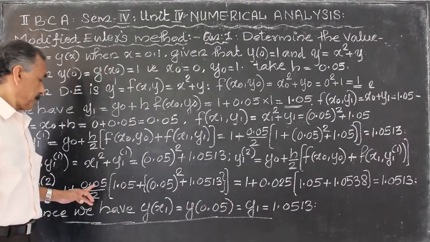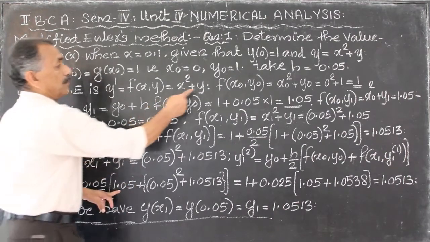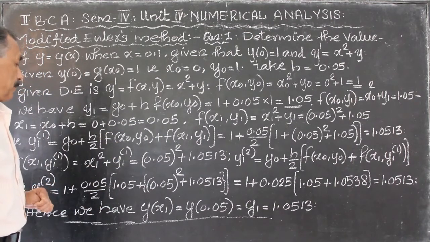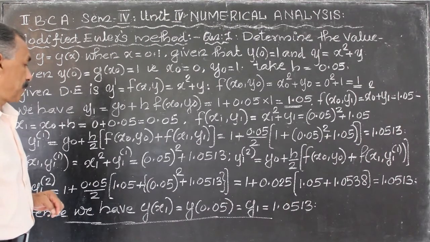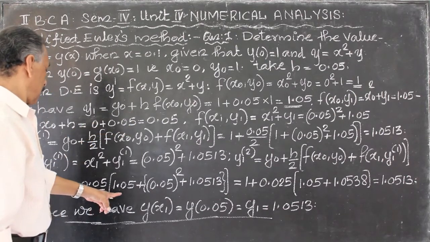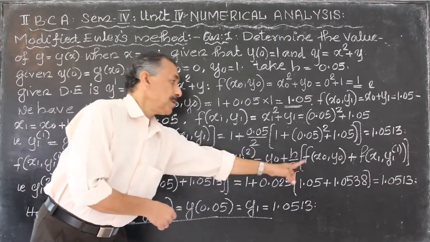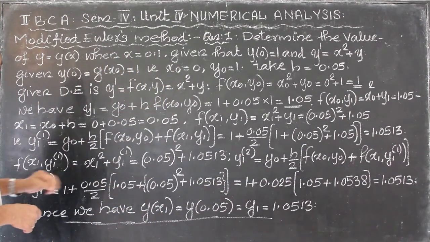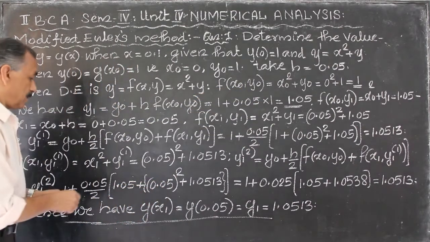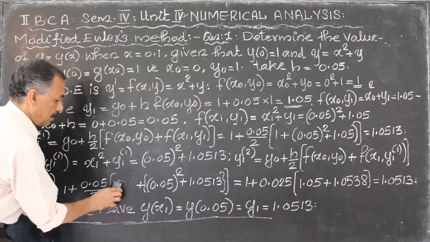That is y0, 1 plus h by 2 into f of x0 y0. f of x0 y0 is equal to, h by 2 into f of x0 y0. What is f of x0 y0? This value is 1 plus the square, 1 plus, is equal to 1 plus.